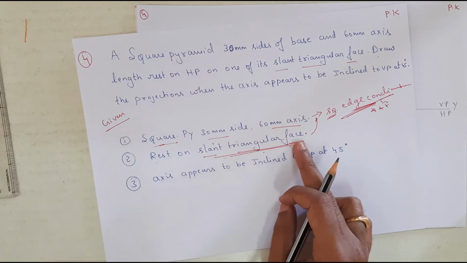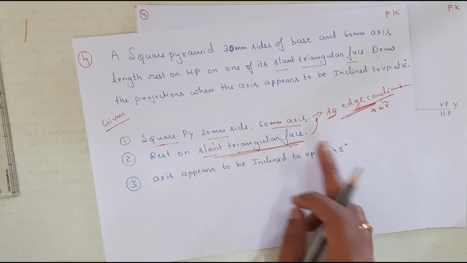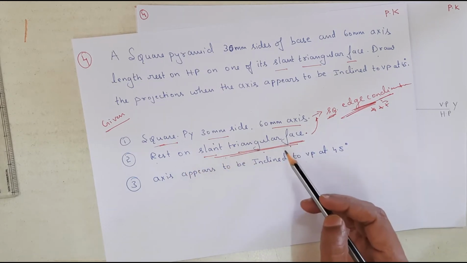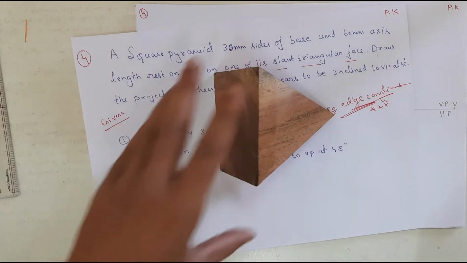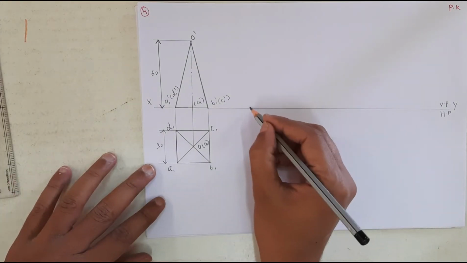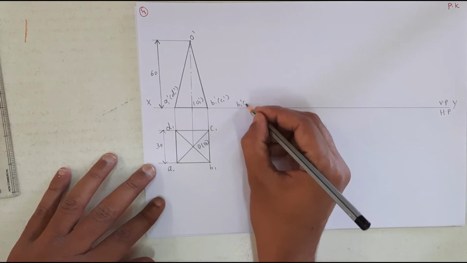In all the previous problems they were telling the inclination with respect to the HP. Rather than giving that, they are telling that it is resting on a slant triangular face. So we have to write like this. Okay. So for that, which is the edge to the right side? B1 dash and C1 dash. So this is the edge to the right side.